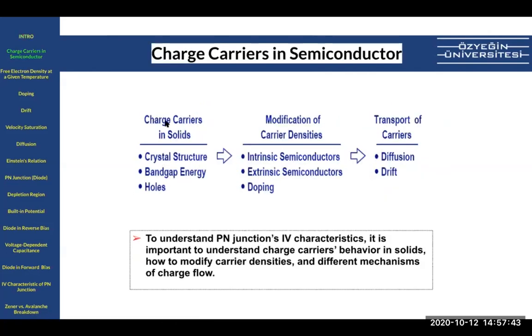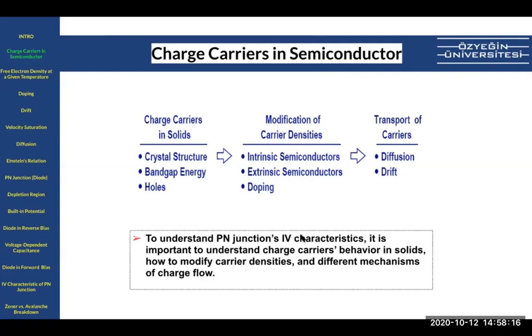So we'll first talk about the crystal structures, band gap energy, and holes and electrons. And then the intrinsic semiconductors, mostly silicon. And then we'll talk about extrinsic semiconductors, such as phosphorus, and how we mix it with silicon and make doping possible. And then we'll talk about different transport of carriers, such as diffusion and drift mechanisms.